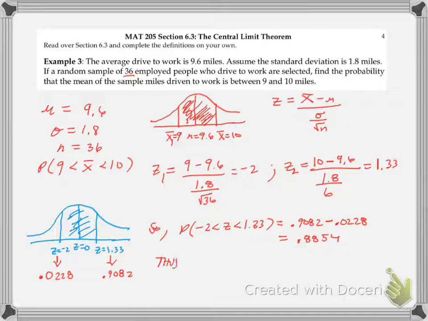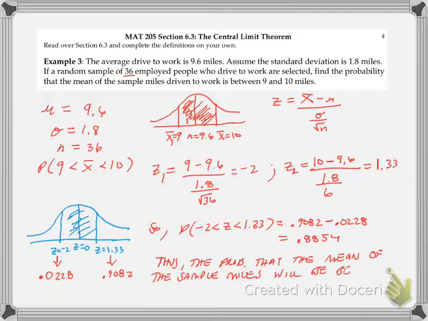So thus, the probability that the mean of the sample miles will be between 9 and 10 miles is 88.54%. Given that we take a sample of 36, from that sample of 36 people. I just didn't have room to write all that.